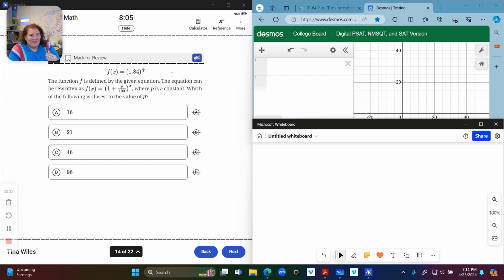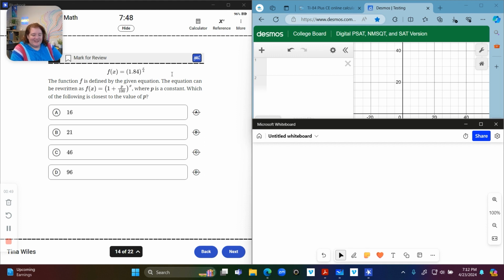As always, I recommend that you pause when a new problem shows up on the screen, try solving it on your own, and then unpause and watch how I go through step by step. Whether you're reviewing this material or you're learning it for the first time, you are in the right place.